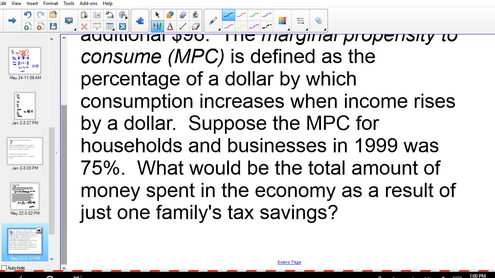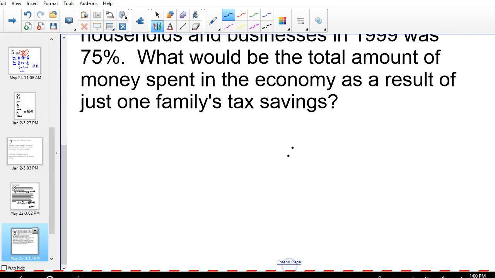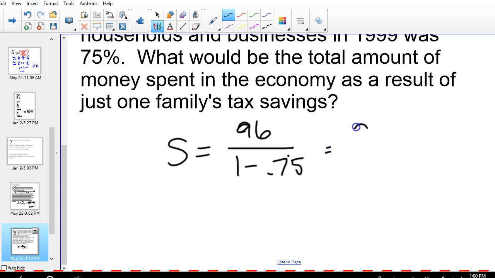So for this, what we're looking for is the infinite sum of that money, right? So our sum would be the initial amount, $96, divided by 1 minus the rate, which would be 0.75. So we would get 96 divided by 0.25. It's going to be like 96 times 4, so 96 divided by 0.25 is going to give you $384.